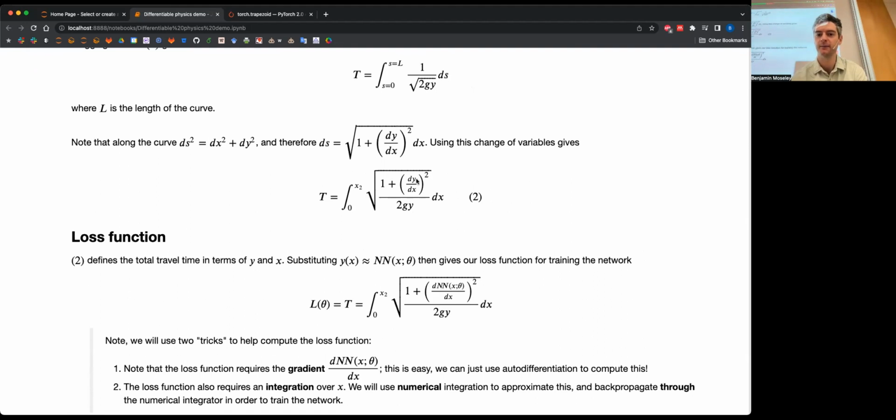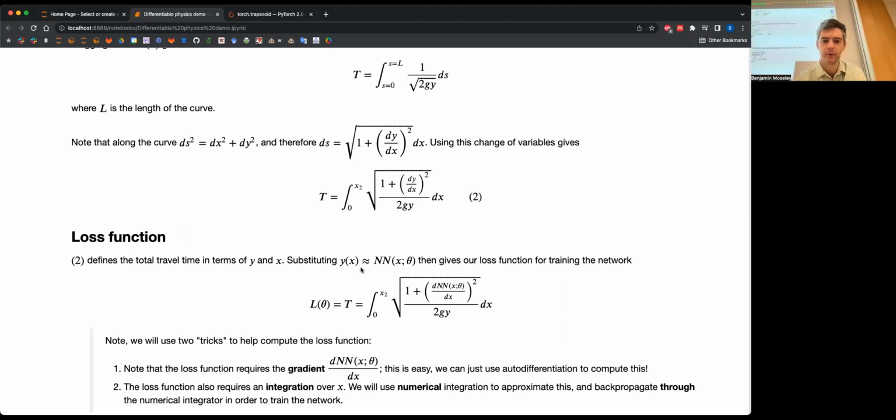If y here is y as a function of x, the curve that the ball is traveling along, I just need to integrate this functional expression, and it contains a derivative of y. So this is the thing that we want to integrate to get the travel time.